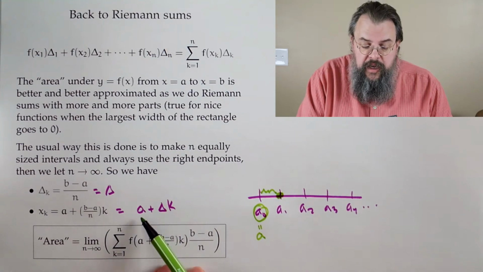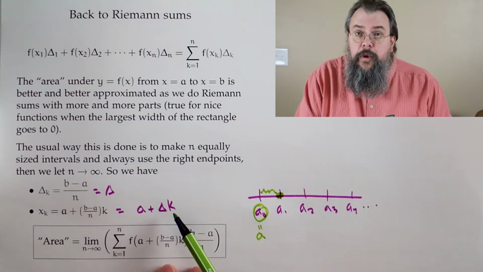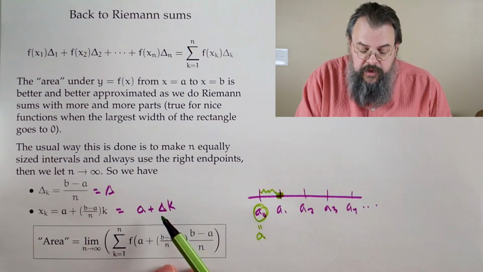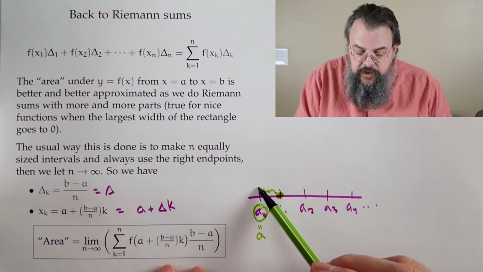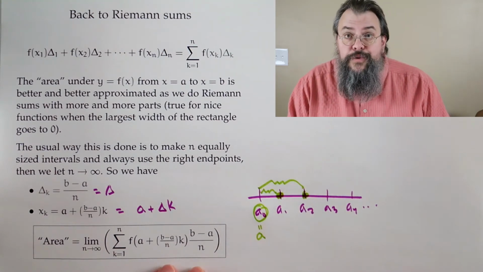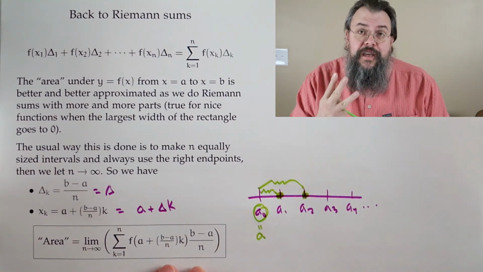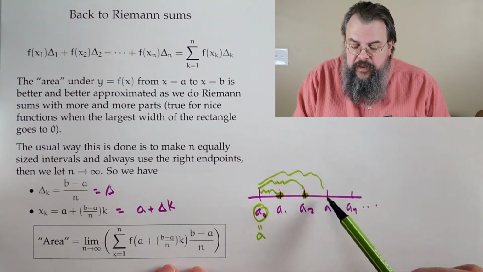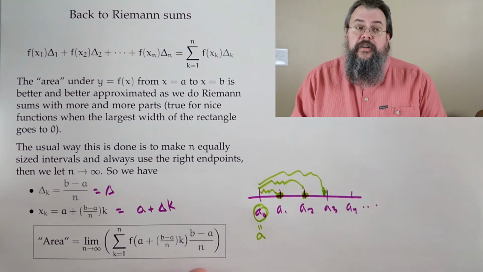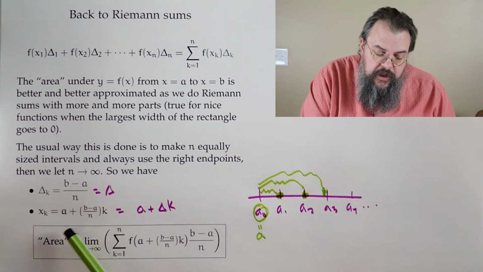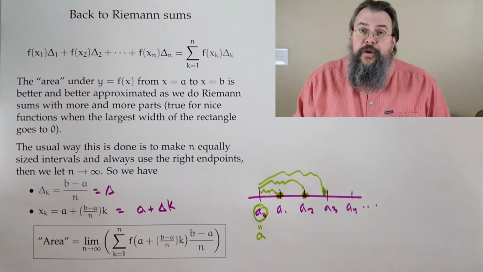So that's a plus delta times 1. When k equals 2, we want to go 2 delta, the width of 2 rectangles, and we'll end up at a sub 2. When k equals 3, if I add 3 delta to a, I'll get over here to a sub 3. So that's the format for where the right endpoint will always be.